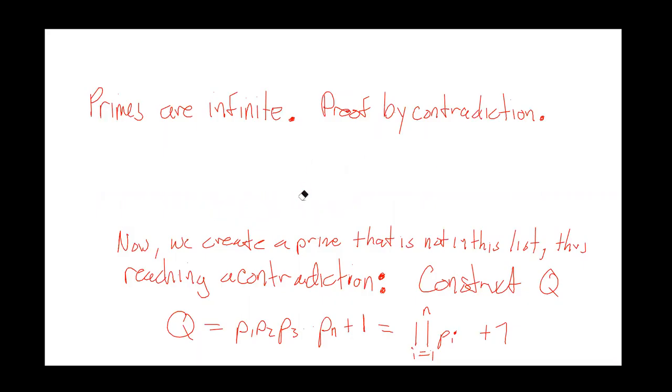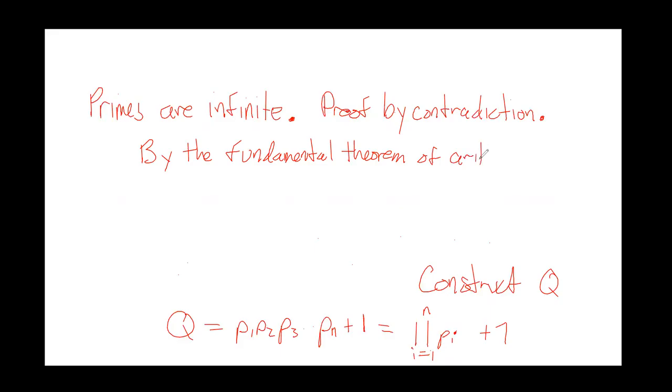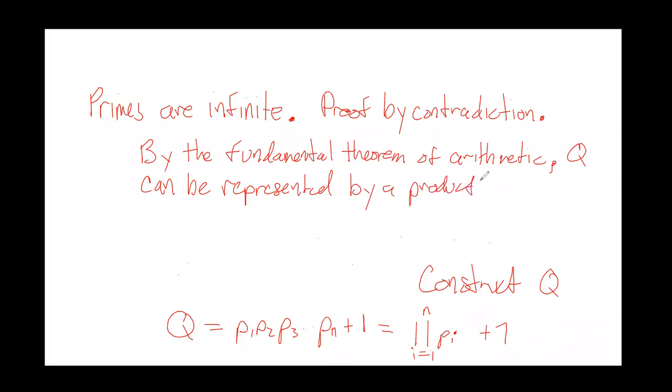Why did we construct Q in this fashion? Because of our fundamental theorem of arithmetic. Because of the fundamental theorem of arithmetic, Q can be represented as a product of primes, or as one prime alone. By the fundamental theorem of arithmetic, Q can be represented by a product of primes or a single prime.